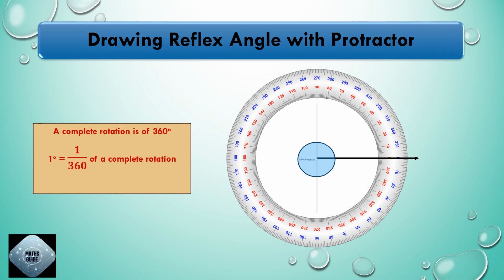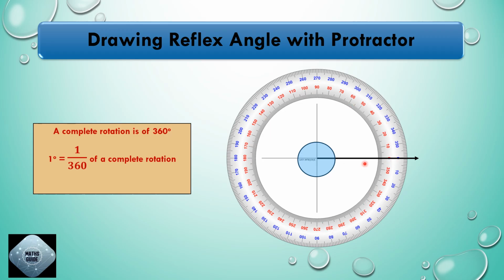Now the question arises: how to draw angles with the help of a protractor? There are two types of protractors. One is the 360 degree protractor which is in front of you, and the other we normally use is the 180 degree protractor. Drawing a reflex angle using this 360 degree protractor is very easy because it has all markings starting from zero towards 360 degrees, a complete rotation.